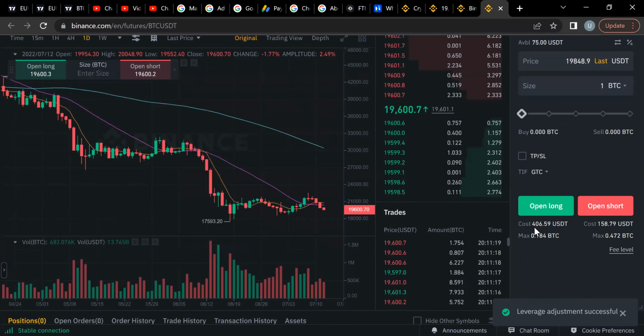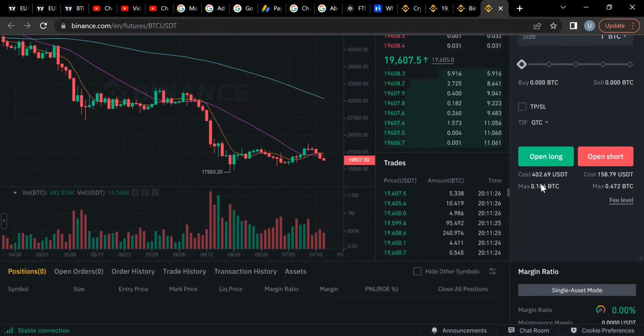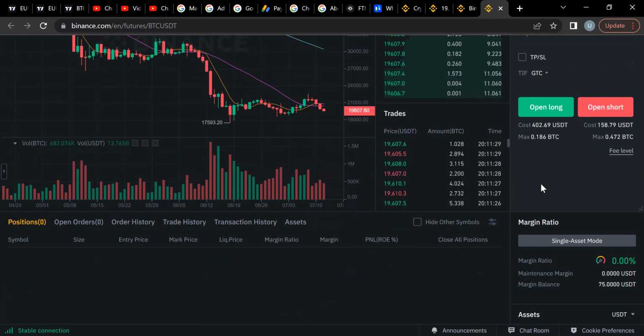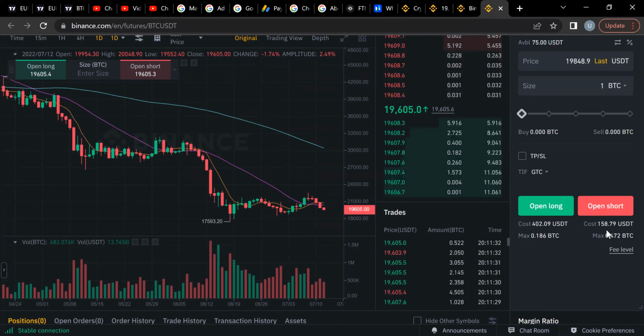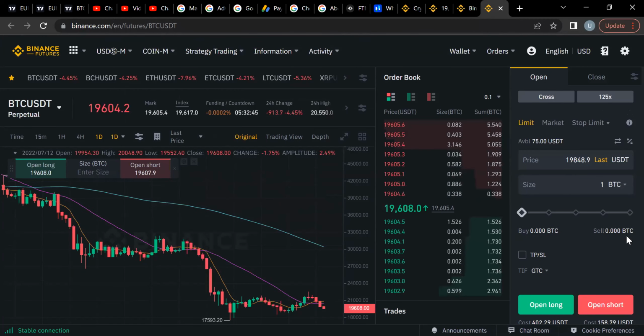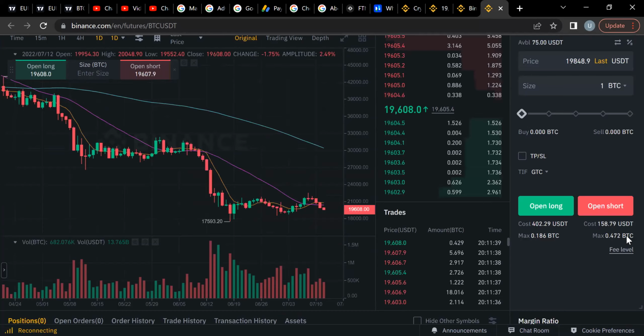Okay, see that it has reduced it from 441 to 400. Right? So I'll be able to open 0.1 BTC. If I want to open shorts, I'll open with 158 and I'll be able to open 0.472 BTC. I hope this is clear right now.